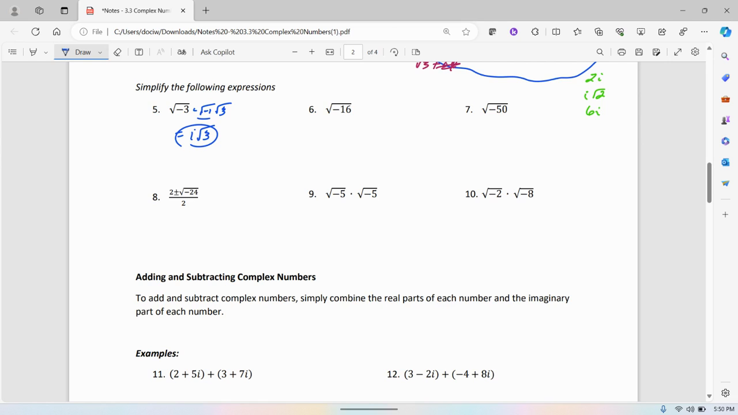Now in number 6, we can split negative 16. We can divide negative 16 or factor negative 16 into the square root of negative 1 times the square root of 16. The square root of 16 is 4. The square root of negative 1 is i. You'll notice, by the way, when I write 4i, that I put the 4 first and the i second. This is the correct way to write it.